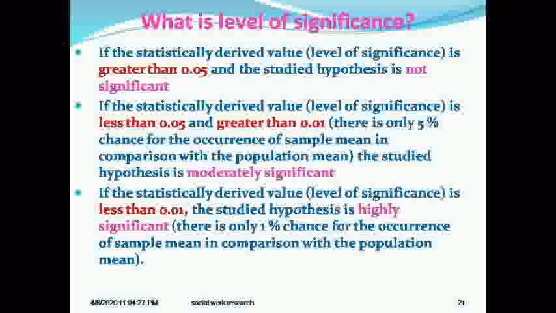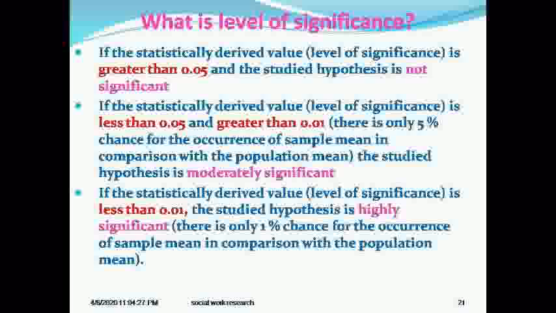Now the second case: if the statistically derived value or the level of significance is less than 0.05 and greater than 0.01, there is only a 5% chance for the occurrence of the sample mean in comparison with the population mean. Then we can say the studied hypothesis is moderately significant, which means there is a 5% chance for the truthfulness of our hypothesis.